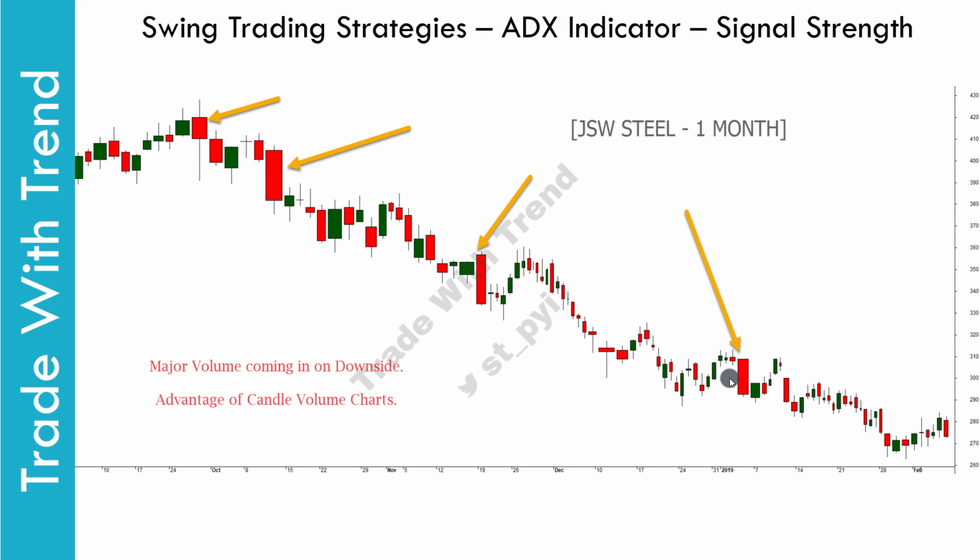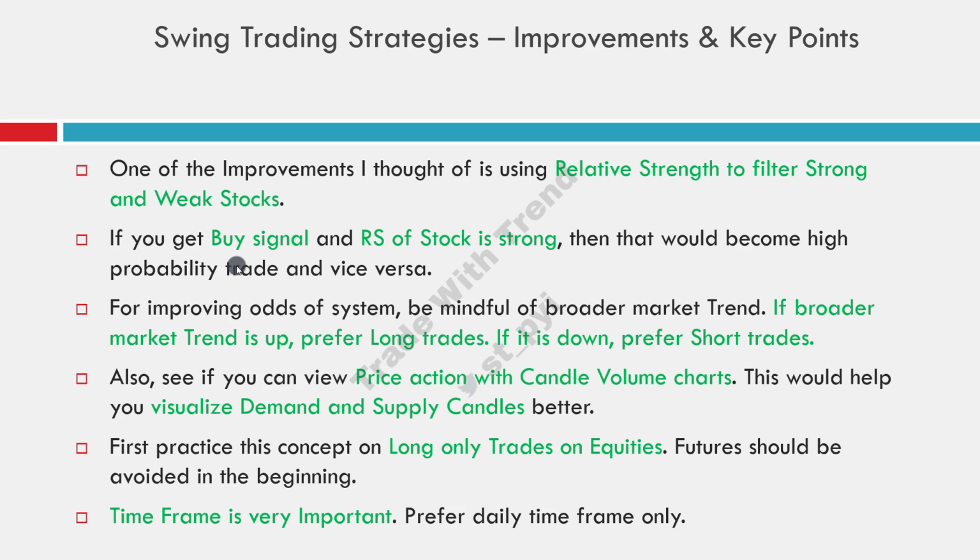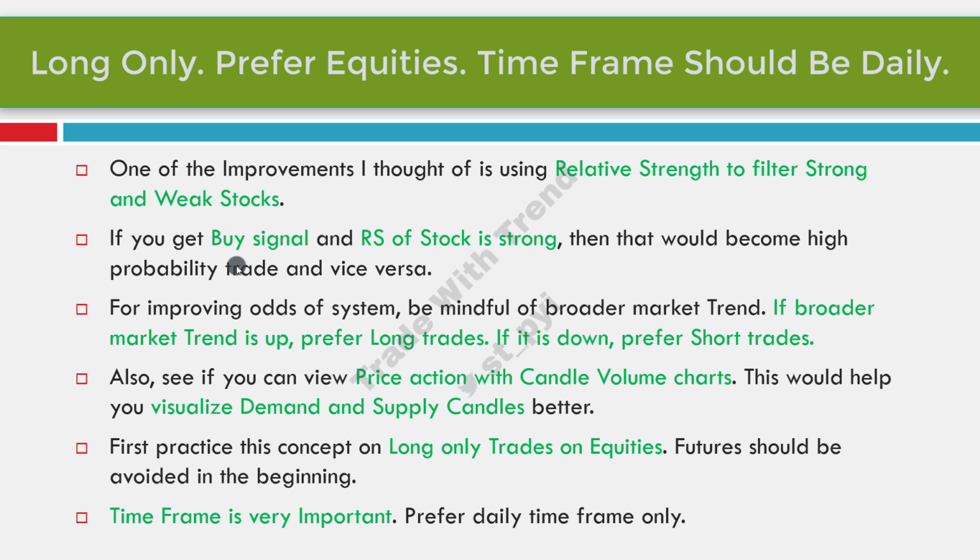So case in point for this chart, if you see, major volume across candles is present whenever price is attempting to move down, and look at the candles where price is attempting to move up, there is hardly any volume in that particular move. So what I'll recommend here is that first practice this concept on long only trades on equities. Futures should be avoided in the beginning. Time frame again is very important. Prefer daily time frame only.